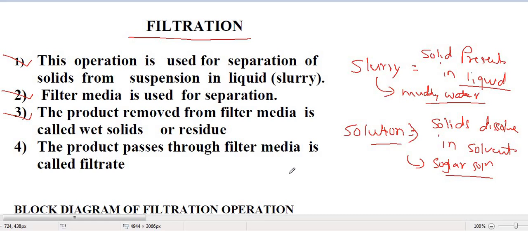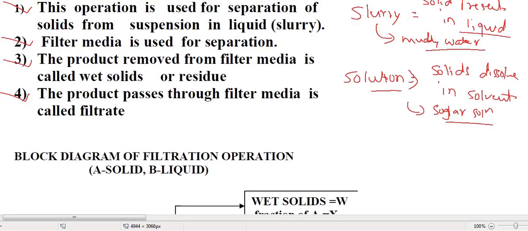So whatever retained on this filter media, that is removed and that is called wet solid. Point number 4. The product passes through filter media is called filtrate. Okay. So just I will draw you small diagram and with that you will get this particular.